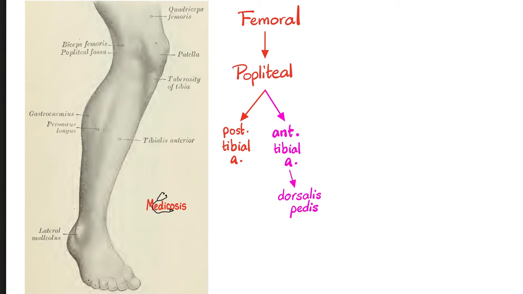So the femoral became the popliteal behind the knee. Yes, and this popliteal will give me anterior tibial and posterior tibial arteries. The posterior tibial is posterior, the anterior tibial is anterior. The anterior tibial will give me something important called the dorsalis pedis artery.